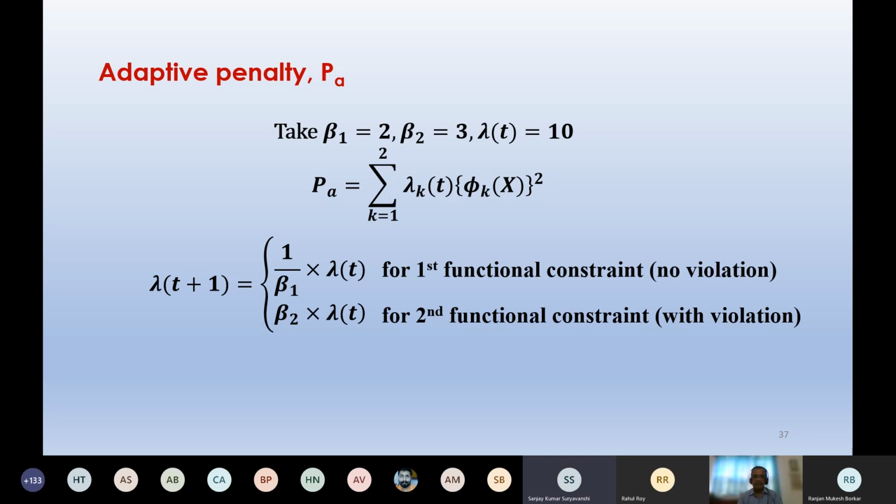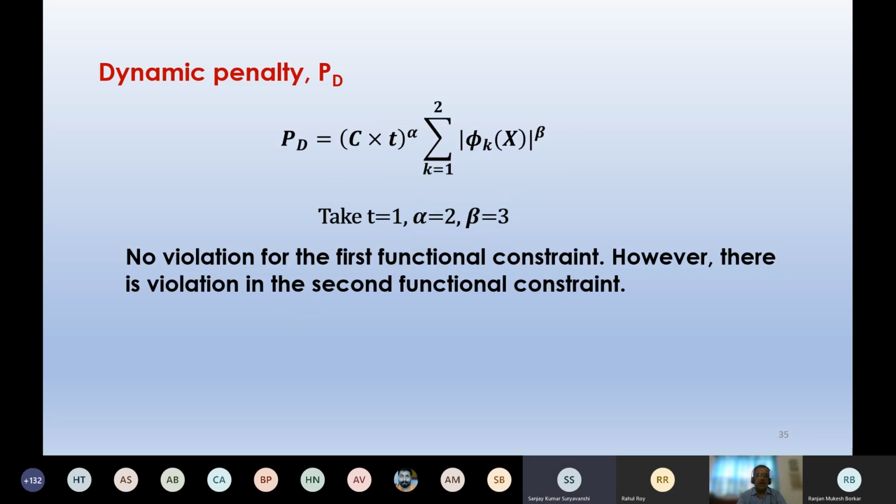Sir, in dynamic penalty, how to take t, alpha and beta? In case of dynamic penalty, just a minute, I'll show you the PPT. How to take the value of t, alpha and beta? So t is the iteration number. Initially it is equal to 1, then t will be 2, 3, 4. GA iteration, number of generation.